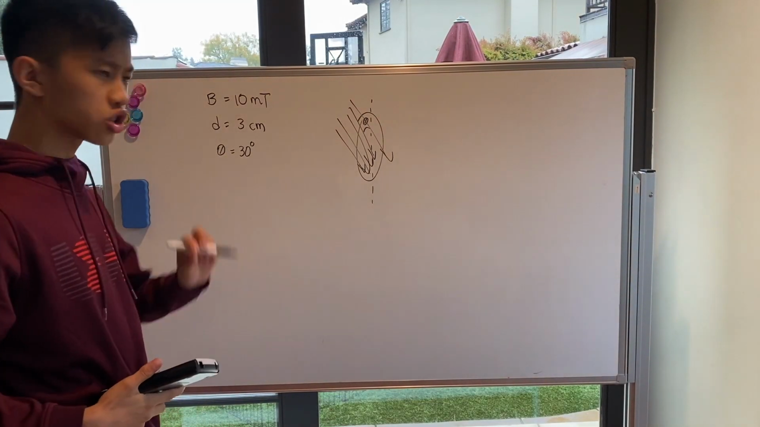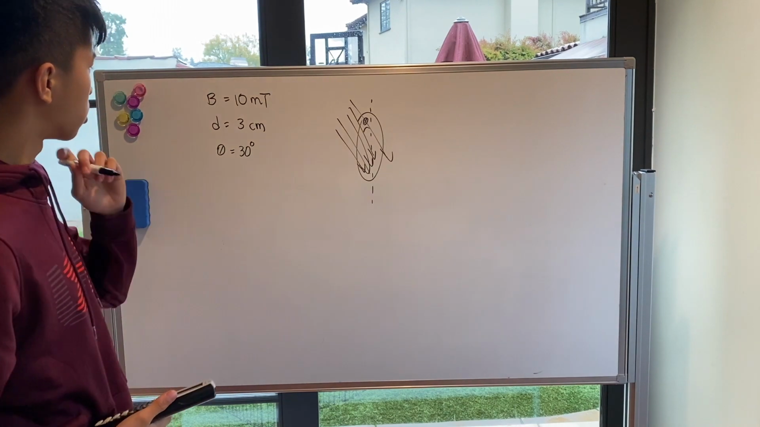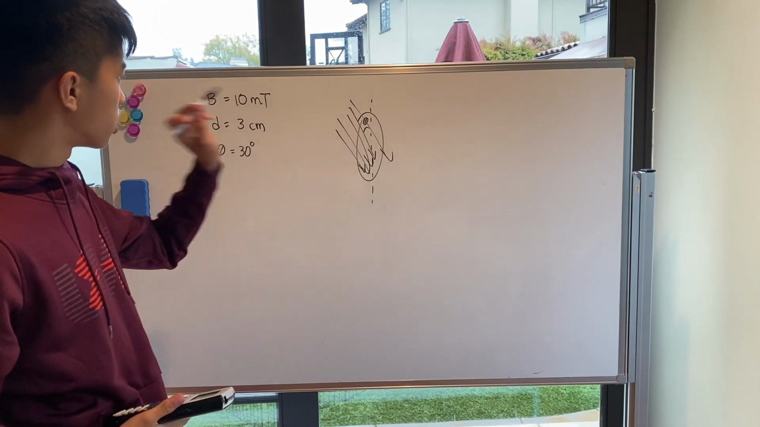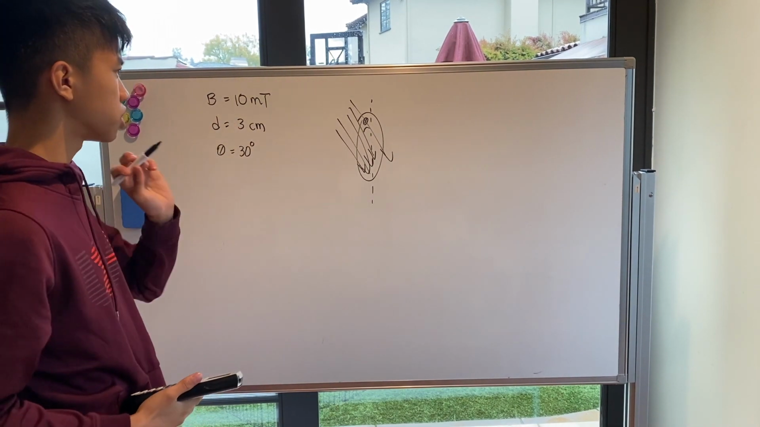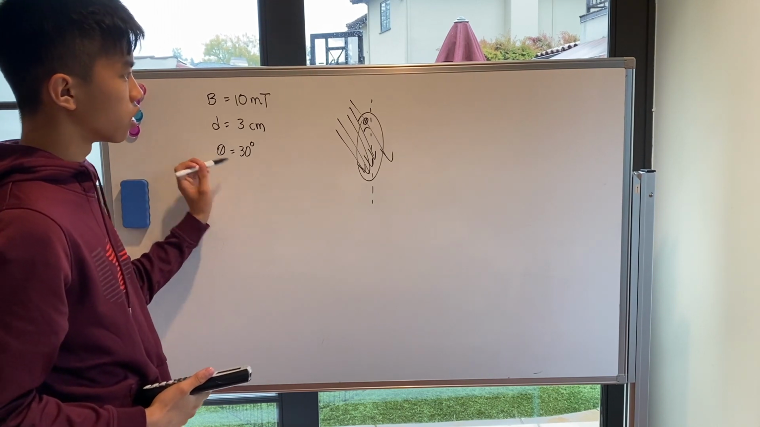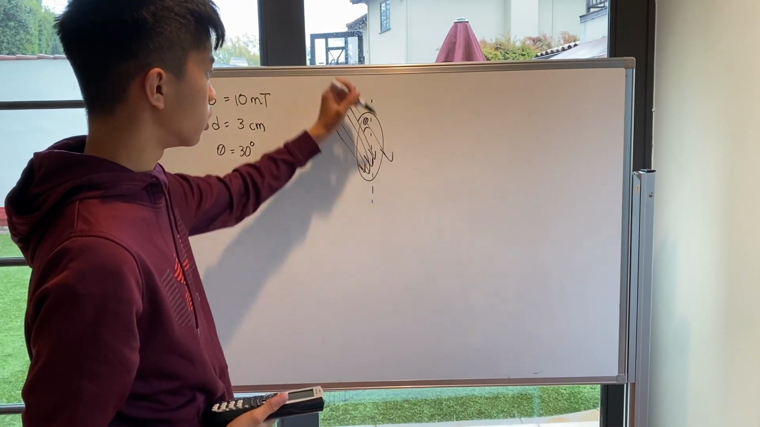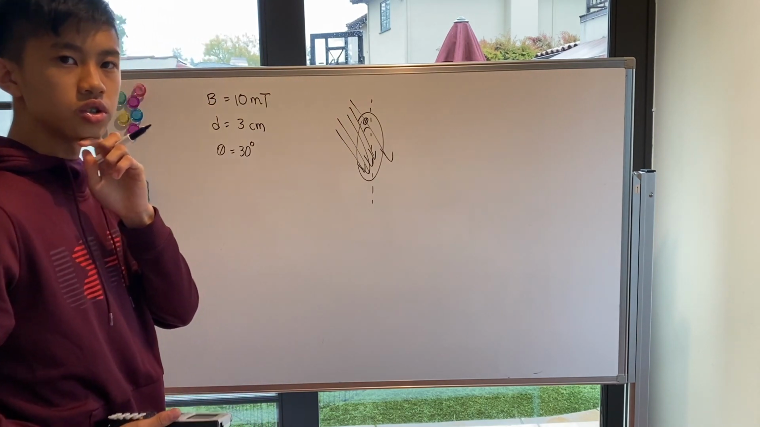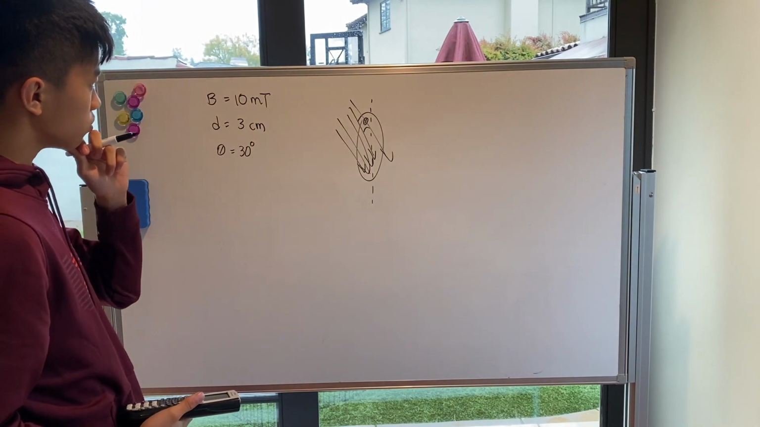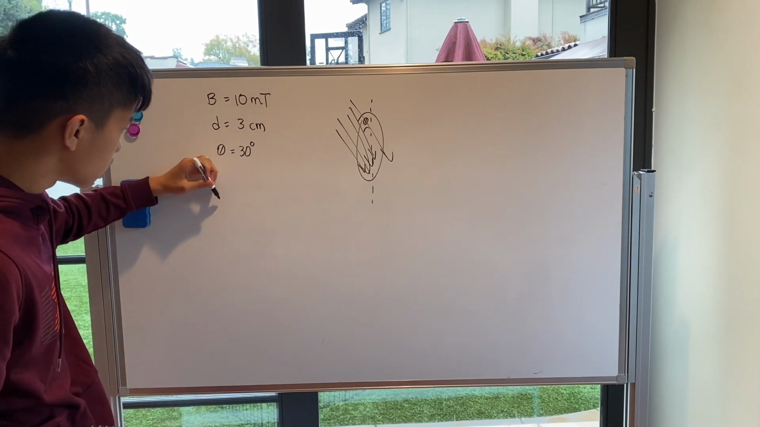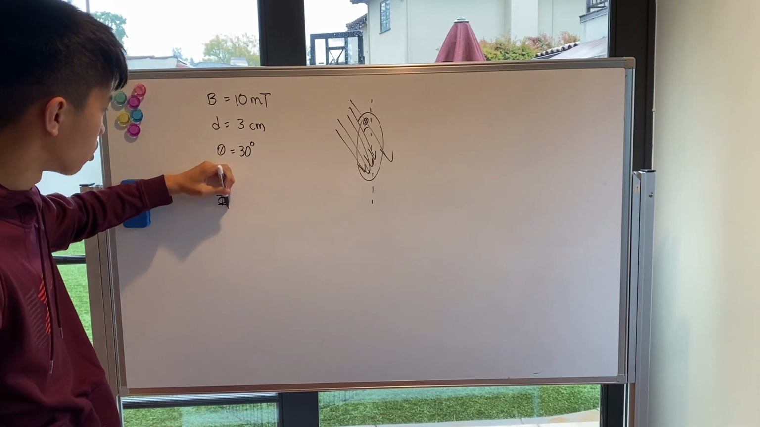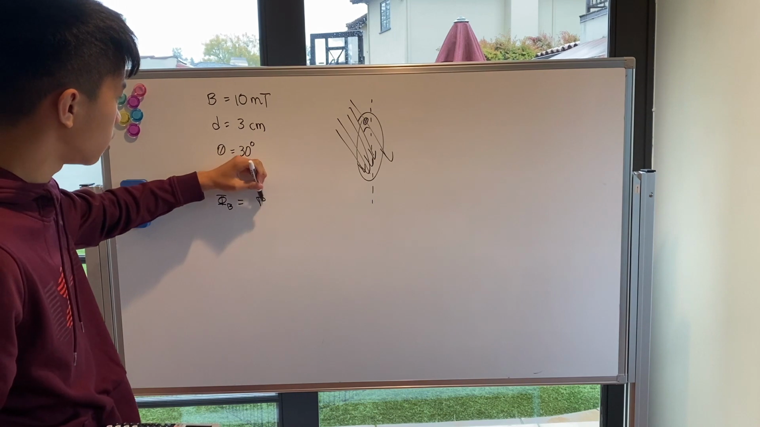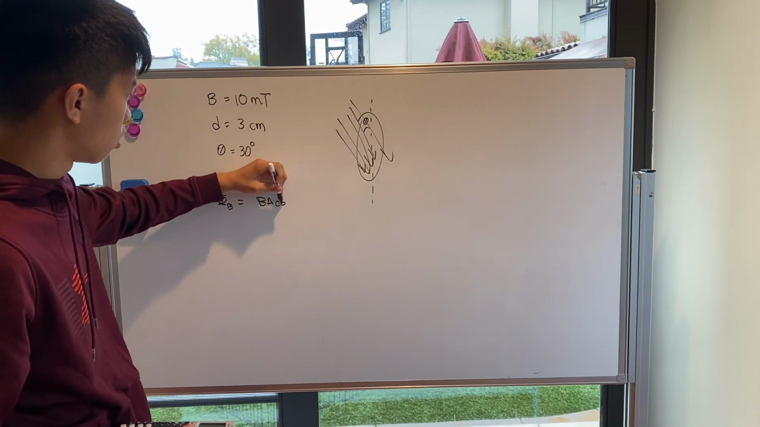So let's try another practice problem. So let's say we have the same quantities, except this time theta is 30 degrees from the parallel to the area. So we can use that same formula that we had earlier. Magnetic flux equals BA cosine theta.